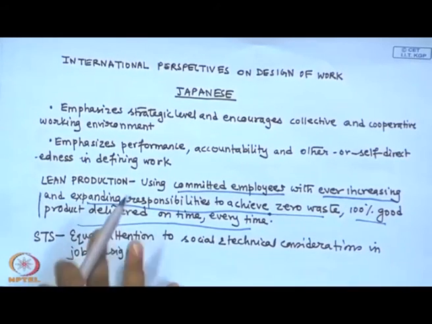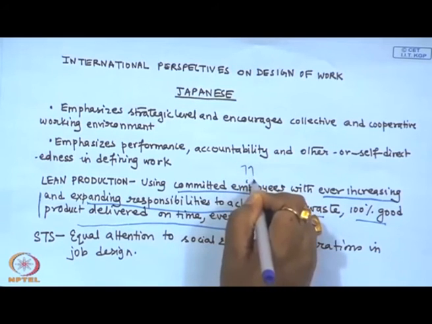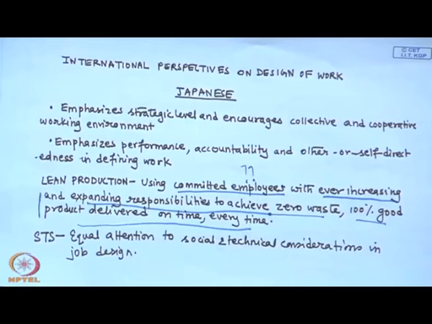So if you focus on this definition of lean production, it is very challenging to design a job accordingly. It's very challenging from the perspective of socio-technical design, because a number of question marks are arising over here, a number of important questions to be answered. Committed employees, how do you get committed employees? What does the organization have to provide to get committed employees and to keep their levels of commitment very high? So what motivational factors do you introduce? With ever increasing and expanding responsibilities, to achieve zero waste, 100% good product delivered on time every time.